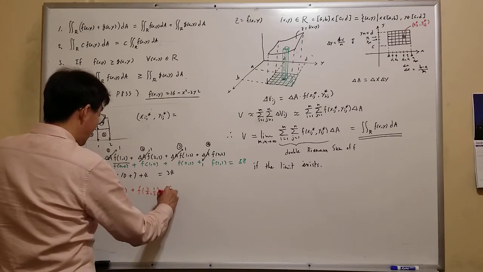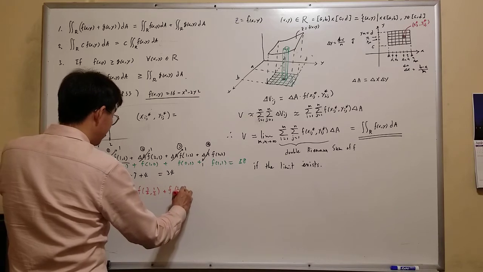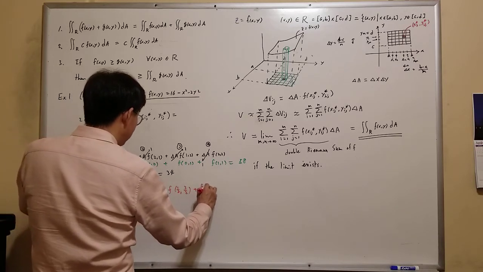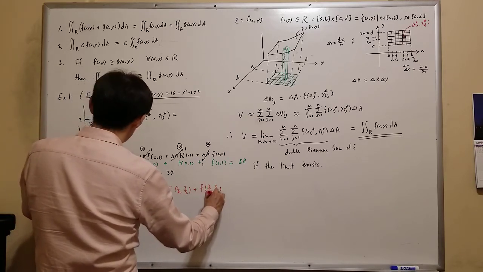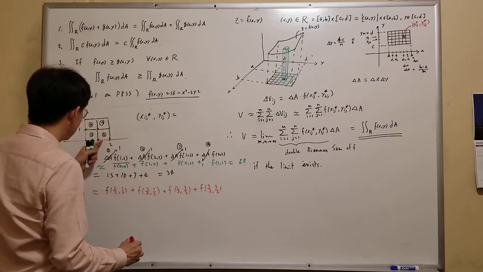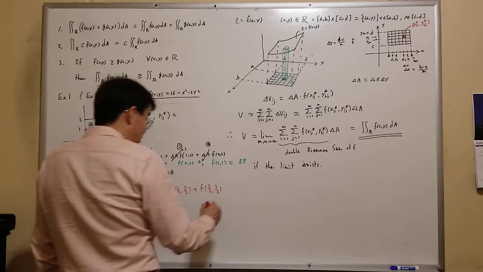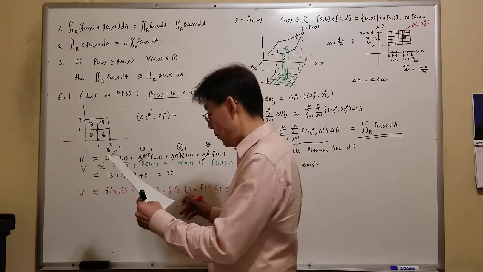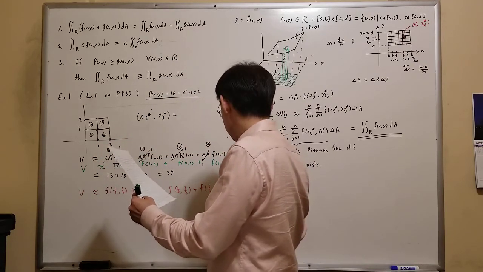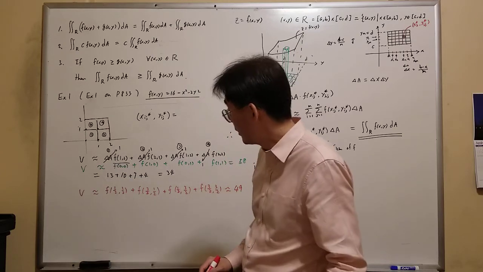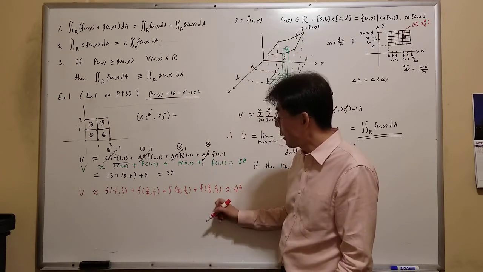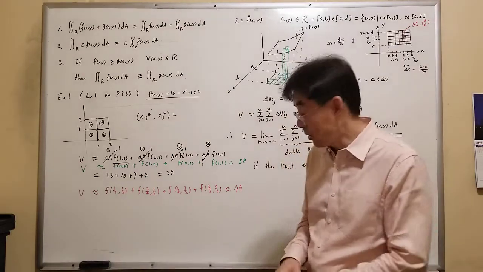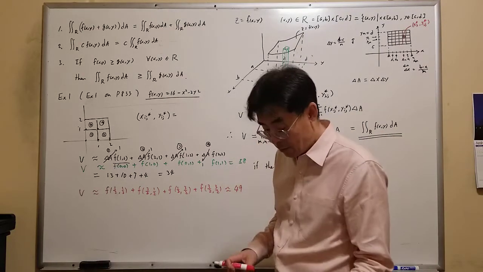This one, f of 1/2, 3 over 2. F of 3 over 2, 3 over 2, right? 1/2, 3 over 2. And if you calculate this, you will get 49. Okay? So we can call this one a midpoint rule, just like the definite integral, one-dimensional case.